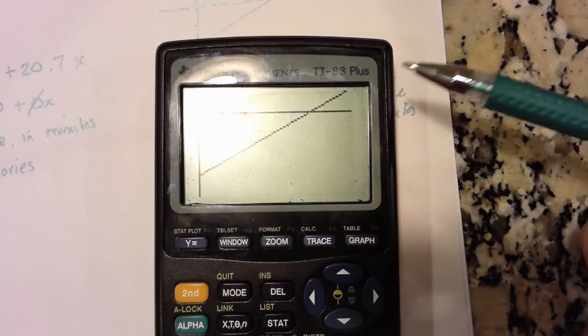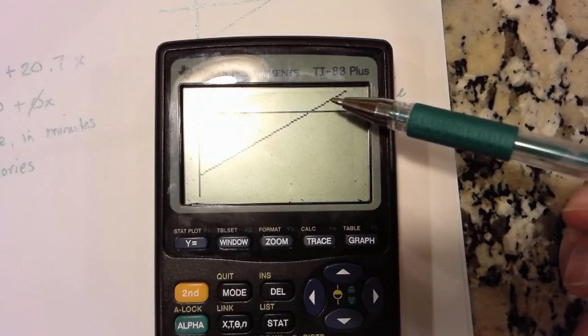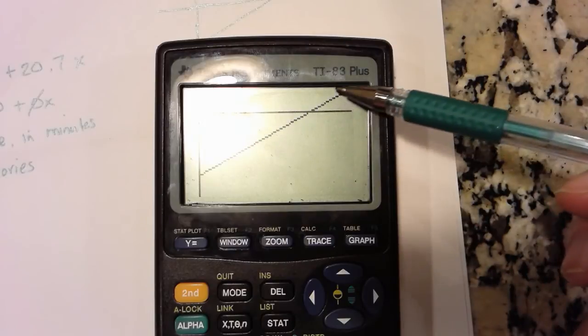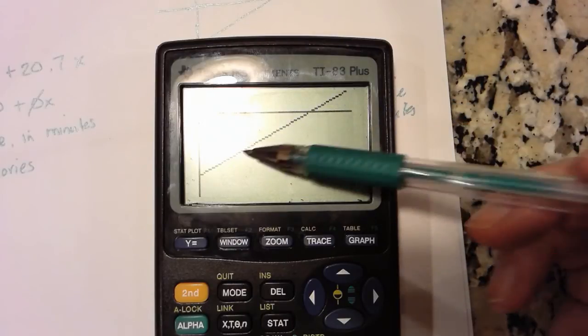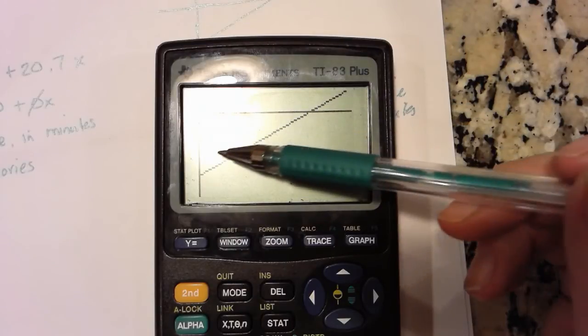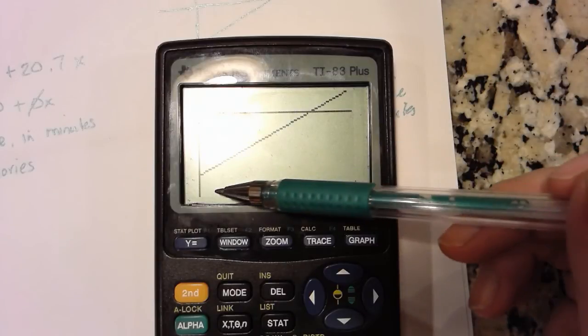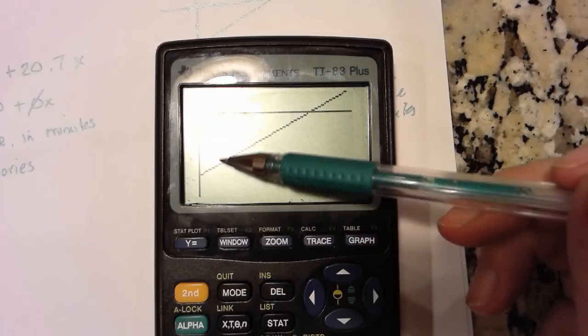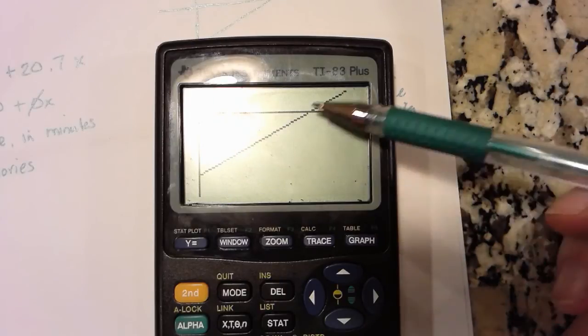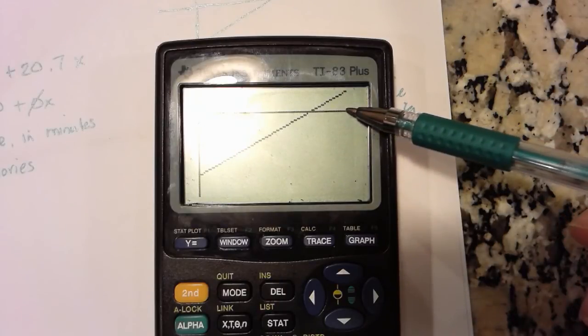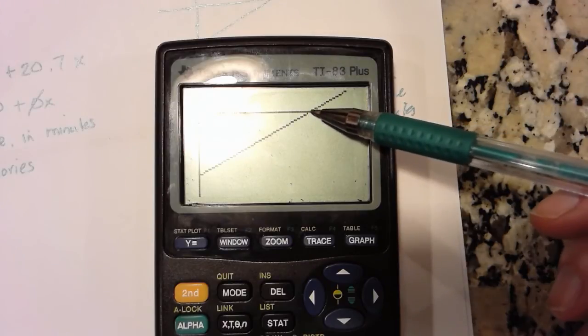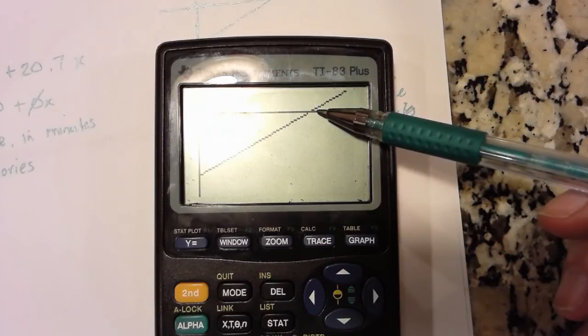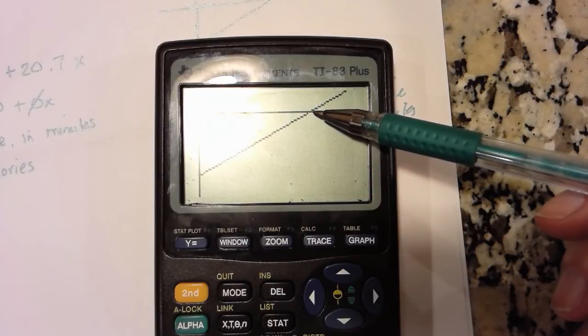So what is this graph telling us? This line is y1, 400 plus 20.7x. This is how many total calories he has burnt with every minute of his workout. And this is his goal. When he reaches 700 calories, he's going to stop. So the question is, how many minutes does he have to work out to reach this point?